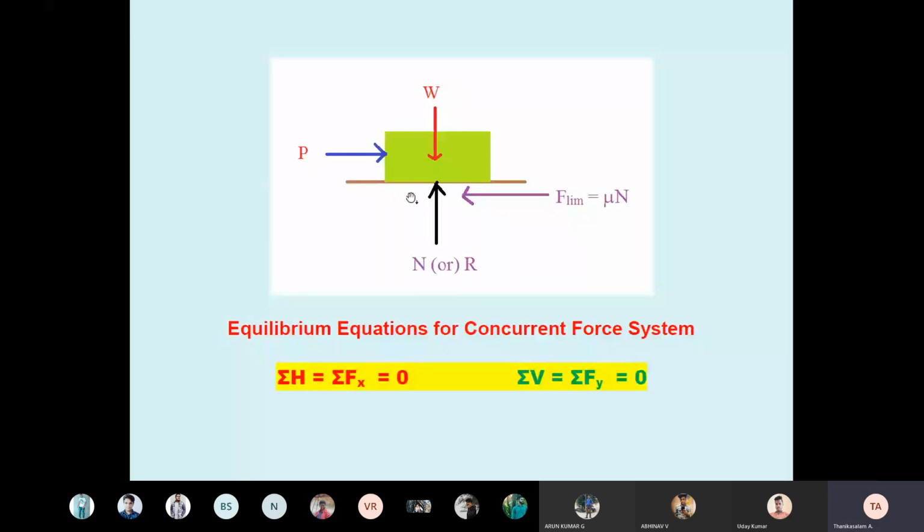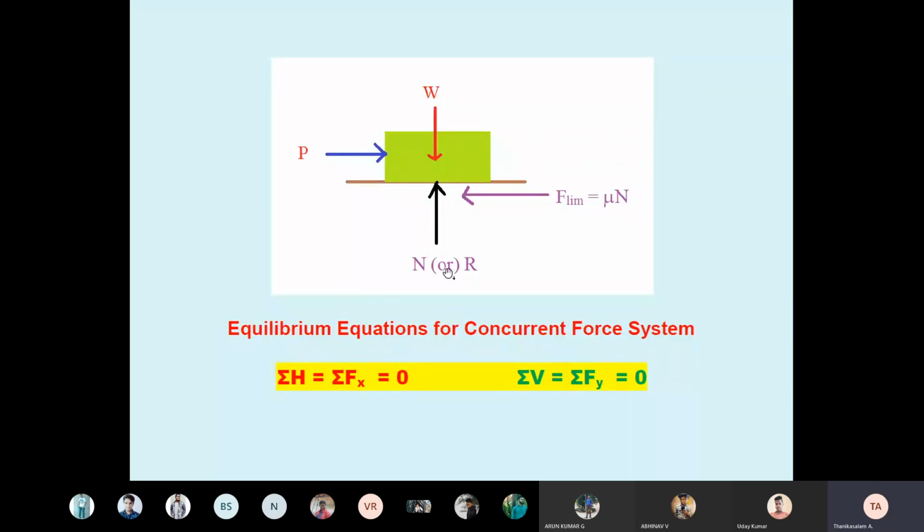Therefore, what is the equilibrium equation? For this type of problems, summation of horizontal force equal to 0 and summation of vertical force equal to 0. Other name, summation of forces in x direction equal to 0, summation of forces in y direction must be 0. Then only we can say the body is at rest. So you remember this one and use this equilibrium equation for rough horizontal planes.